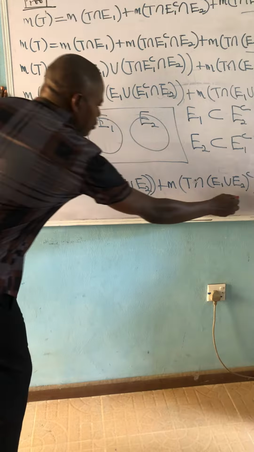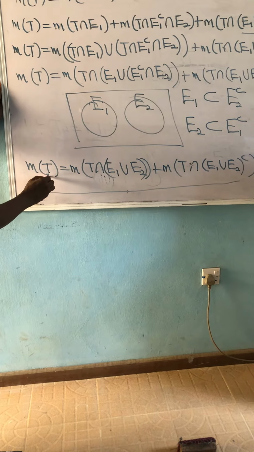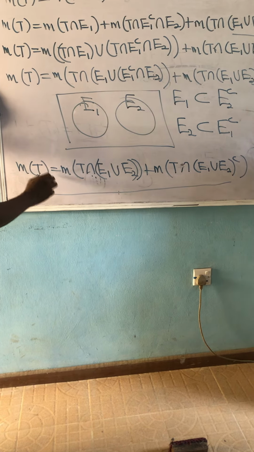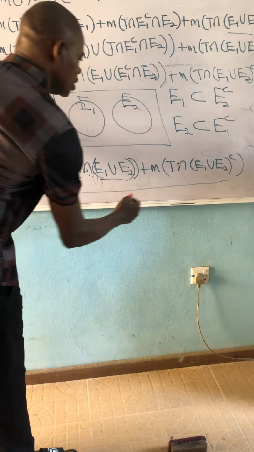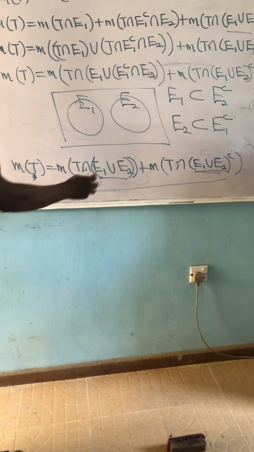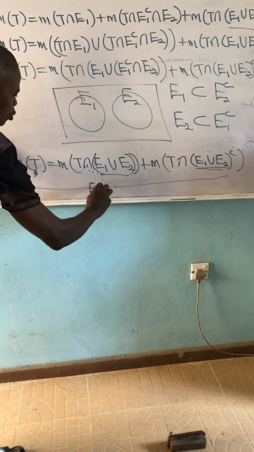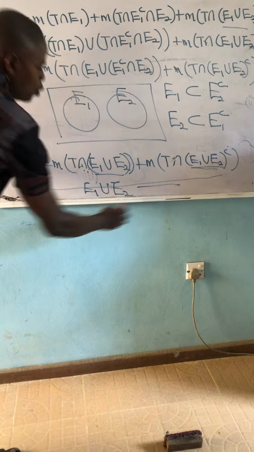So from this, we can conclude that for any T, the measure of T is equal to the measure of T intersection this plus the measure of T intersection the complement of this. Hence, E1 union E2 is also measurable.